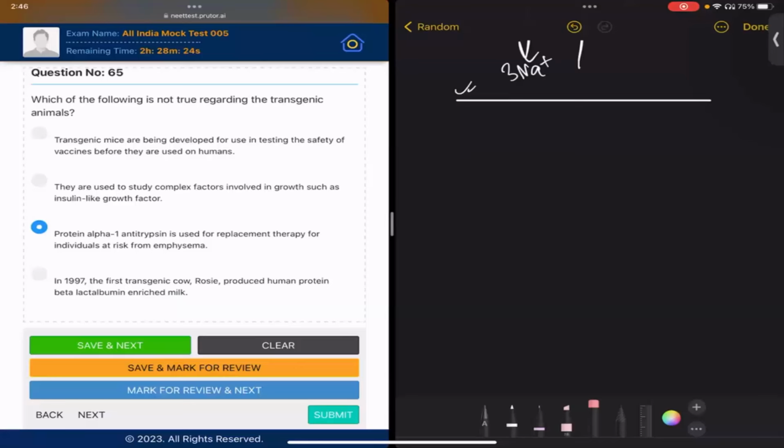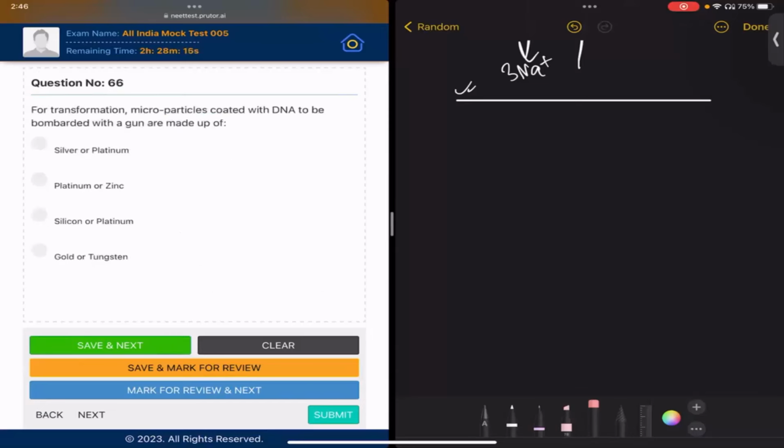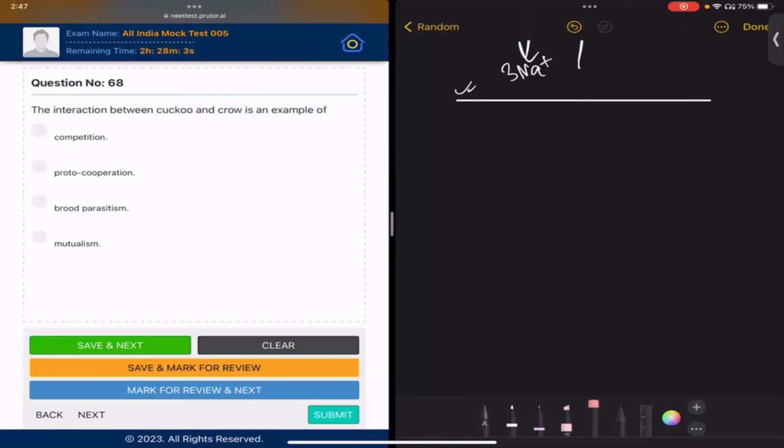Okay, transgenic गाय रोजी अल्फा लैक्टैल्बुमिन प्रोड्यूस करती थी 2.7 ग्राम पर लीटर, I guess. तो वो तो सही है. So this should be the answer. और transformation are made up of gold और tungsten. Okay. Choose the mechanism that is used in tobacco plants. RNA interference होता है. The interaction between cuckoo and crow, brood parasitism. In lac operon, the structural genes are switched off when? Okay.